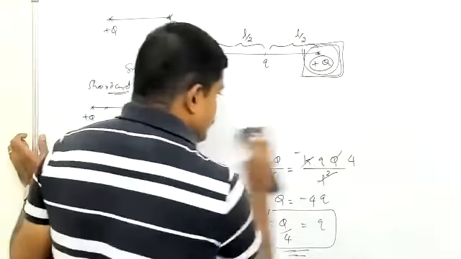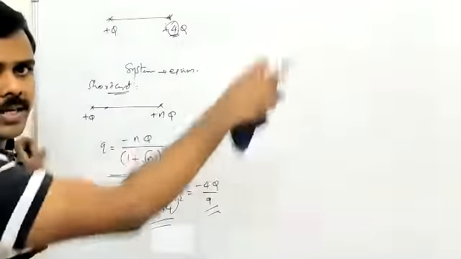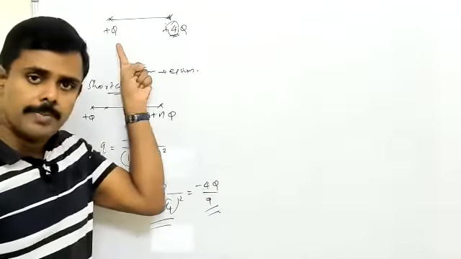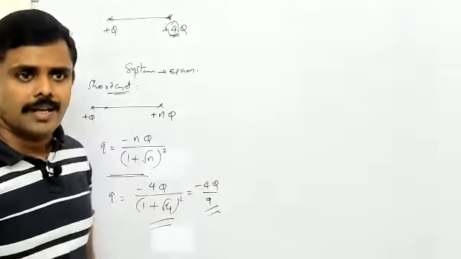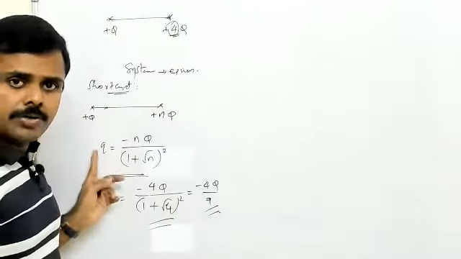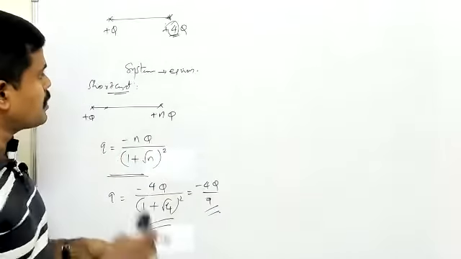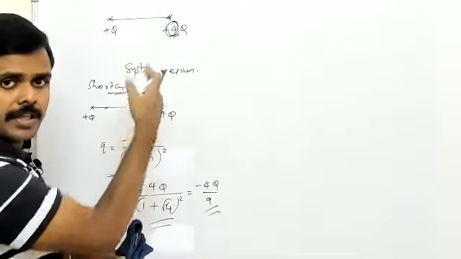And as a shortcut, for a general case, what if the charges are not identical? One charge is plus Q, the other is plus 3Q, plus 4Q, plus 5Q, plus nQ in general. So you can use the shortcut there. q is equal to minus nQ by 1 plus root n the whole square. You just have to put the number there. If it is 4Q here, you put 4 there. If it is 3, put 3.